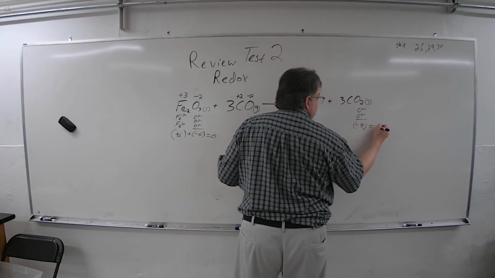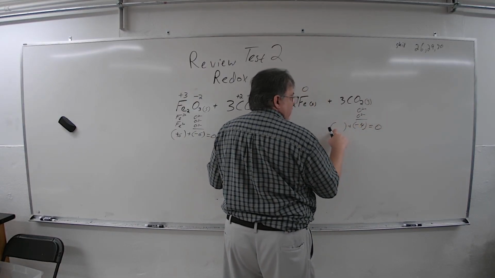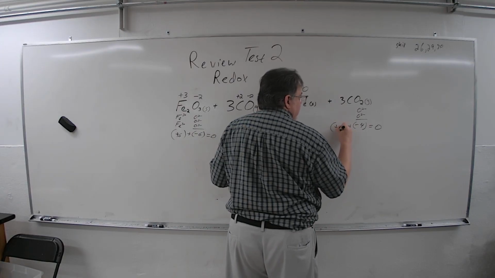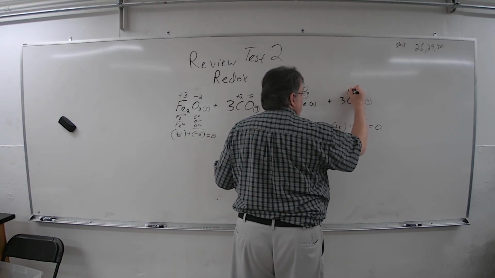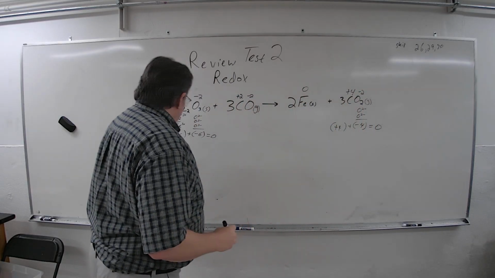There's no charge up here, so it equals 0. So what has to go here? +4, and there's only that one carbon. So the carbon is +4, and the oxygen is -2.